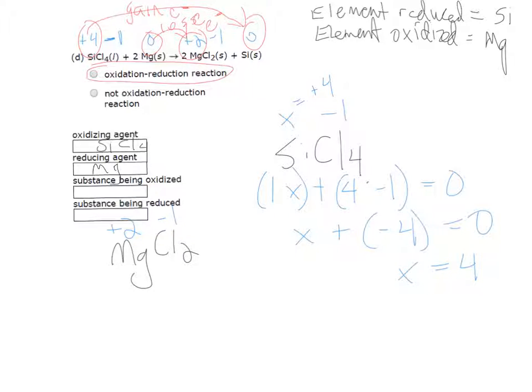And then lastly, the last two questions. Actually, I think you have to answer these last two in order to answer the first two. It's kind of funny. They should switch the order of that. The substance or element being oxidized, we had said up above here, was magnesium. And the substance or element that was being reduced is silicon.